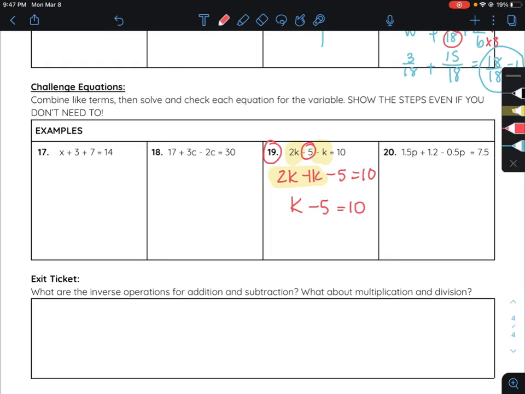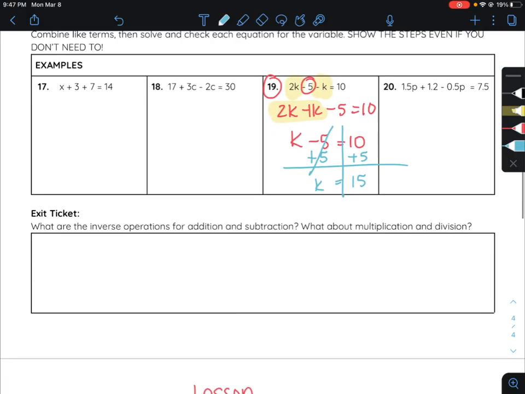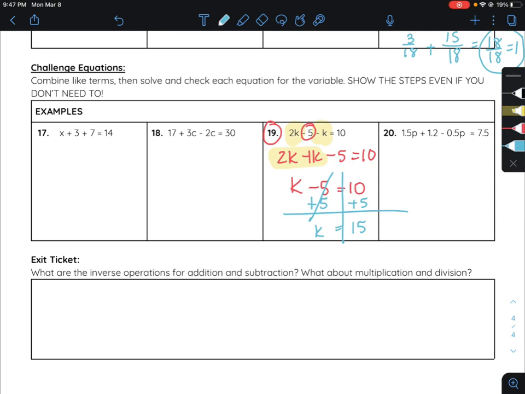You might be able to see the answer, but show your steps, draw your line down, do the opposite, so add 5. These make 0. And k is 15. All right, for the other three, if you'd like to try them, feel free, but I will not be showing them in the notes. All right, and this exit ticket question will pop up in the Ed puzzle right here.